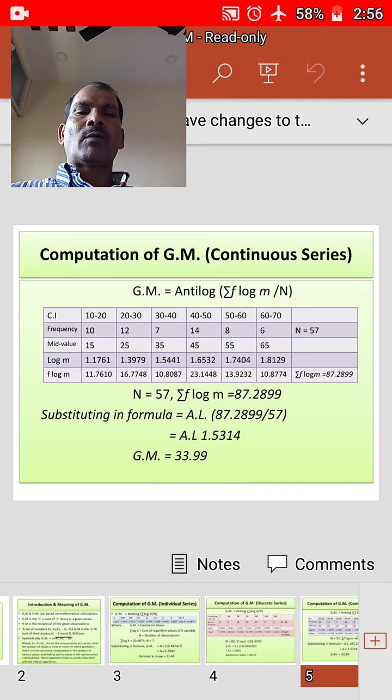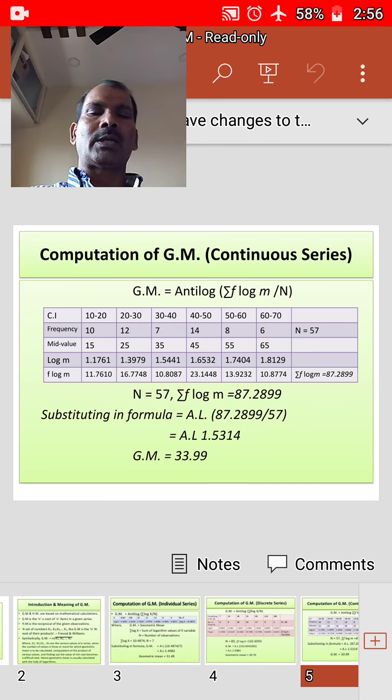Substituting these in the given formula, that is antilog of 87.2899 by 57, and 87.2899 by 57 is equal to 1.5314. If you take the antilog of 1.5314, then you will get the GM of the continuous series for the given data, that is 33.99.